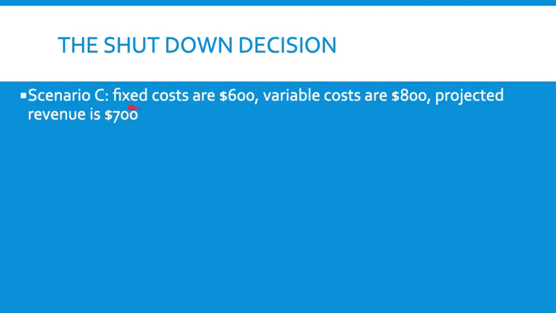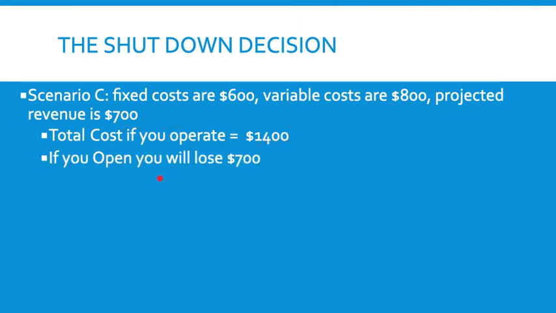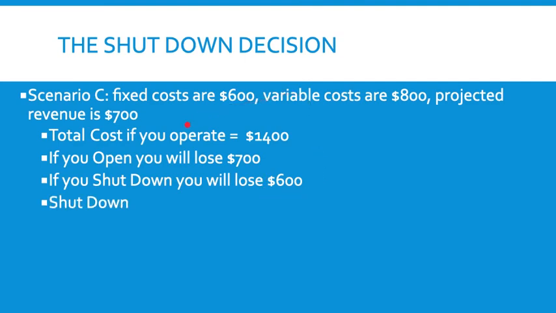In scenario C, fixed costs are $600. Variable costs are $800. You're projected to make $700 in revenue. So we think about this. Our total cost is $1,400 if we operate. So we would have 600 plus 800 is $1,400 if we operate. If we open, we're going to lose $700. So it'll be $1,400 minus our revenue of $700. We'd be left with $700 in costs. We'll lose $700. If we shut down, we'll lose $600. So in this case, it'd be better to shut down. So you're going to pay this no matter what. But if you open, you'll lose $700 because your variable costs are so high. So therefore, you're much better off shutting down.